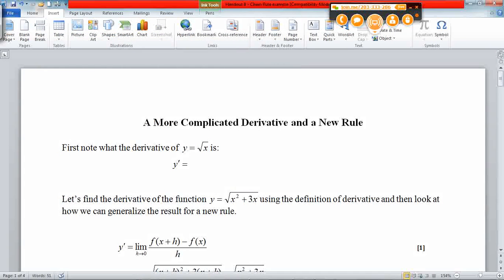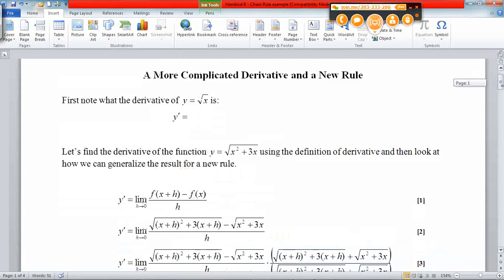Okay, finally, here we go. Yeah, we need to talk about a more complicated derivative. And we're going to start off with a not so complicated derivative, and that's the one you see on the screen there at the very top. What is the derivative of y equals square root of x?